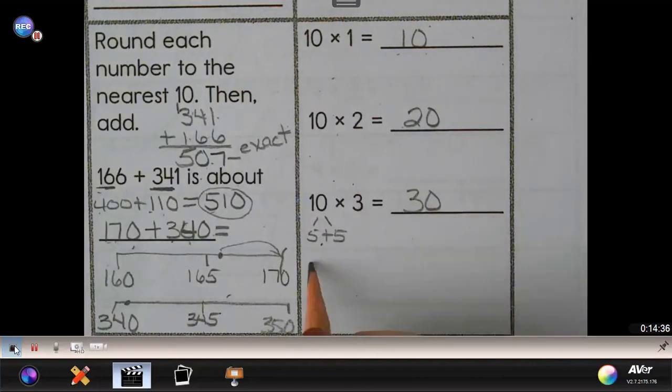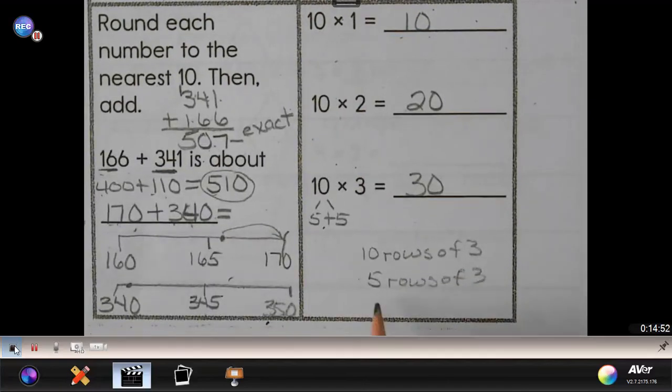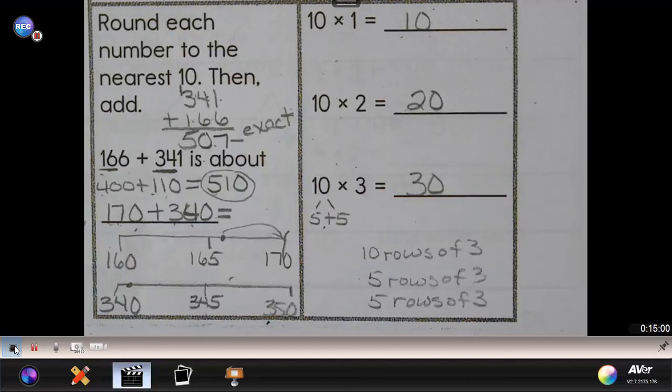5 times 3 is 15, and another 5 groups. So if we were to think about this as 10 rows of 3, we could break up those 10 rows as 5 rows of 3 and another 5 rows of 3. So just something to think about is most people do know their multiples of 10, but you also know multiples of 5 too. So 5 groups of 3 or 3 groups of 5 would be 15. And 5 groups of 3 or 3 groups of 5 would also be 15.